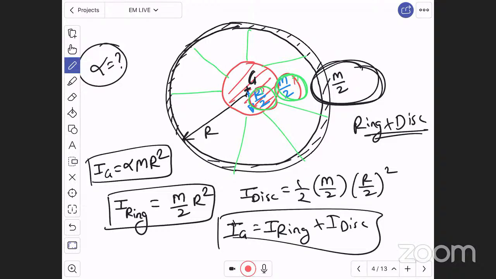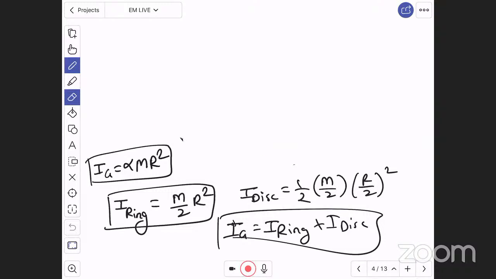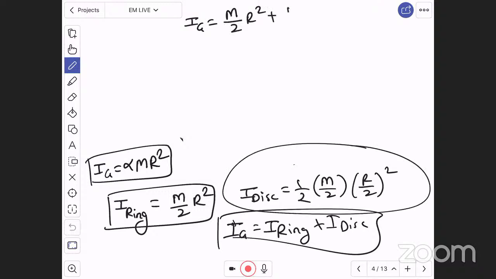तो मैं इसको थोड़ा सा इरेज कर देता हूं. थोड़ा सा इसको इरेज कर दे रहा हूं मैं, राइट. I for total device, I for ring के लिए कितना है? कैपिटल M by 2 R, कैपिटल M by 2 into कैपिटल R by 2 होल स्क्वायर. क्योंकि डिस्क की रेडियस तो R by 2 है ना.